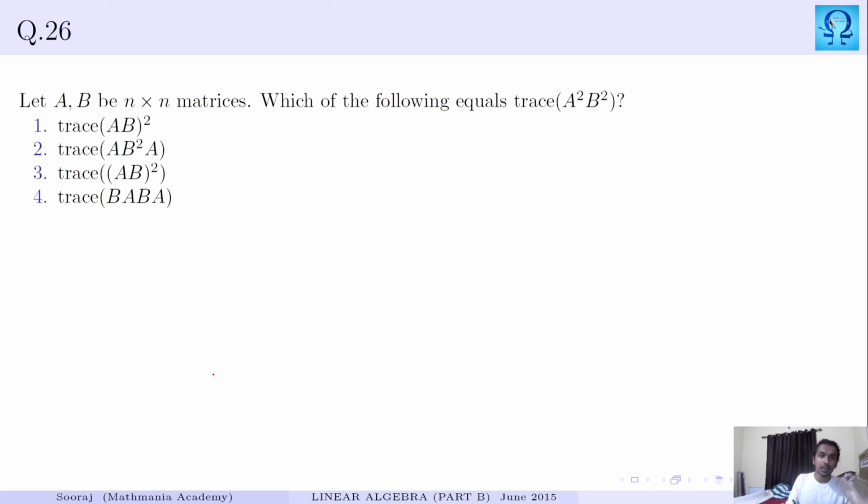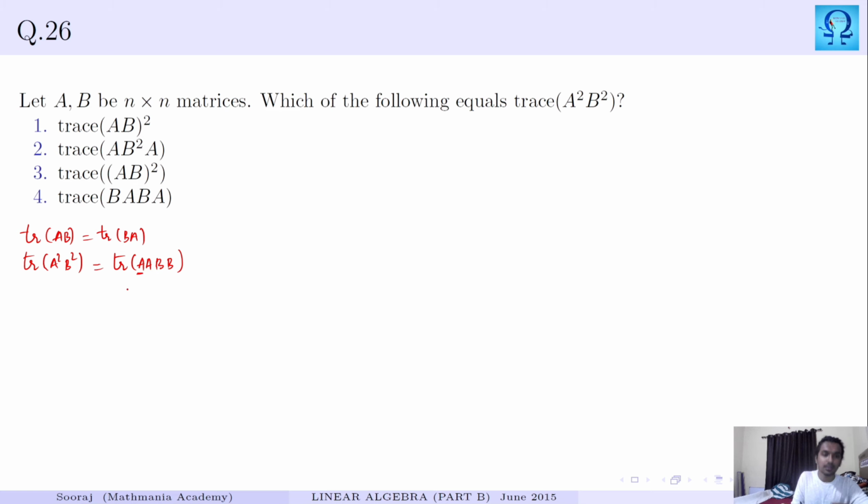Okay. Here the basic property that we are going to make use of is, we know that trace of AB is trace of BA for any two n by n matrices. This is the ideology that we are going to employ here. How can we write trace of A square B square? This may be written as trace of AABB, right?